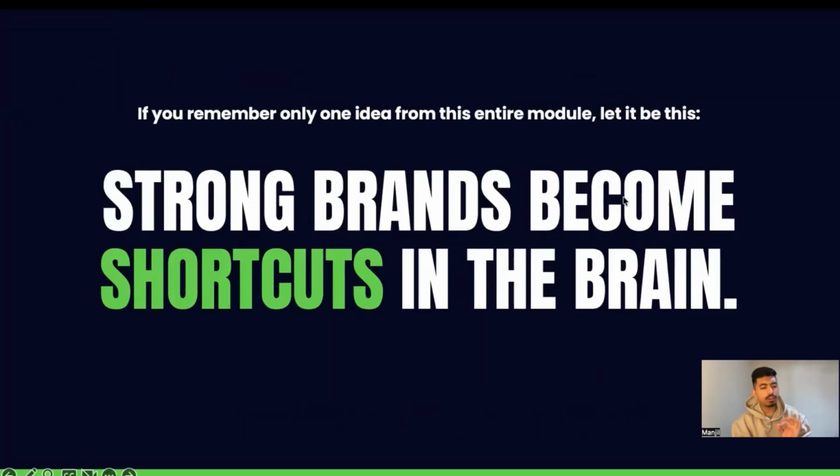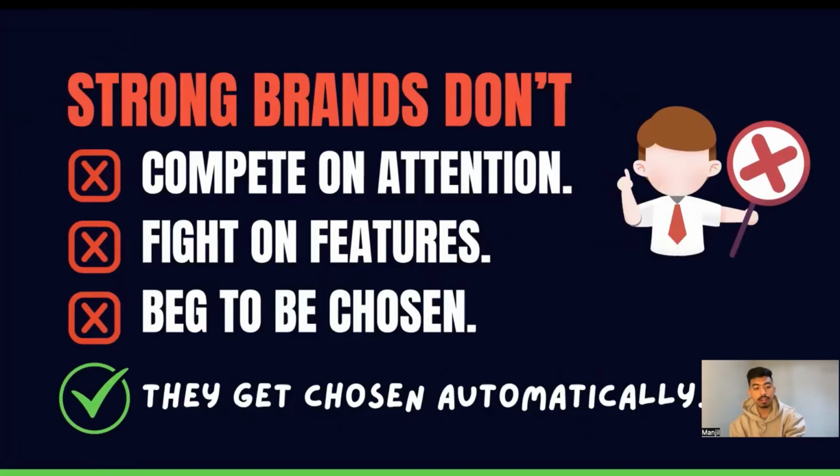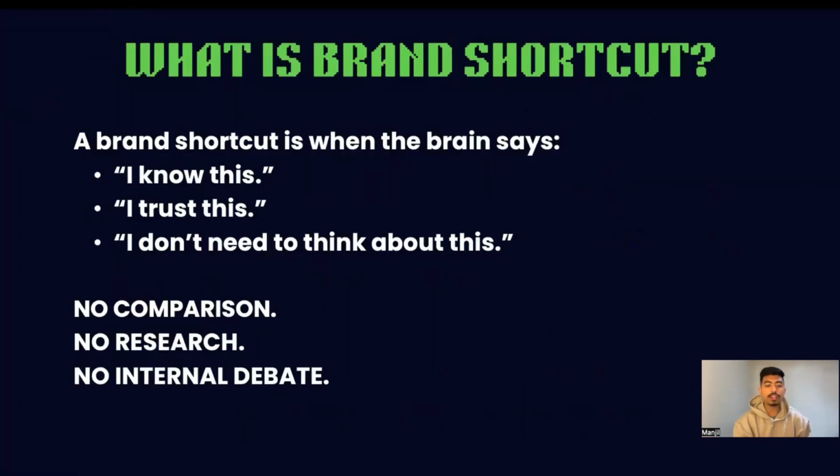If you remember only one idea from this entire module, let it be this. Strong brands become shortcuts in the brain. Strong brands don't compete on attention, fight on features, or beg to be chosen. They get chosen automatically. Why? Because they are shortcuts for what people want. What is a brand shortcut? A brand shortcut is when your brain says, "I know this, I trust this, I don't need to think about this," and there is no comparison, no research, no internal debate needed for that.